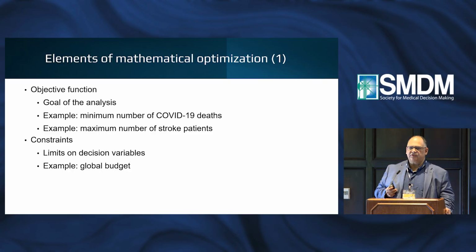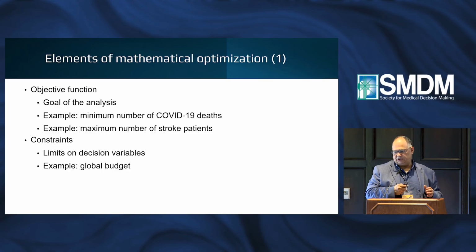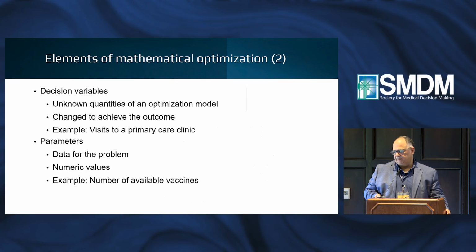There are constraints, which are the limits on those decision variables. A very common constraint, for example, would be a budget, right? So as clinicians, as a manager in a unit, you might be given a fixed budget and say you can do whatever you can within that budget, but you can't exceed that budget.